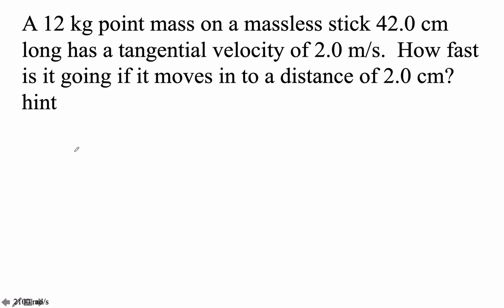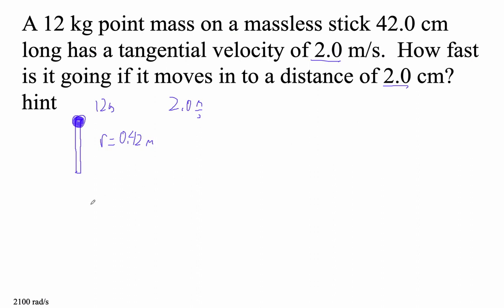A 12 kilogram point mass on a massless stick. All right, welcome to physics. So there's our mass, like a stick. There it is. The radius is 0.42 meters, the mass is 12 kilograms, and it has a tangential velocity of 2 meters per second. How fast is it going if it moves into a distance of 2 centimeters?